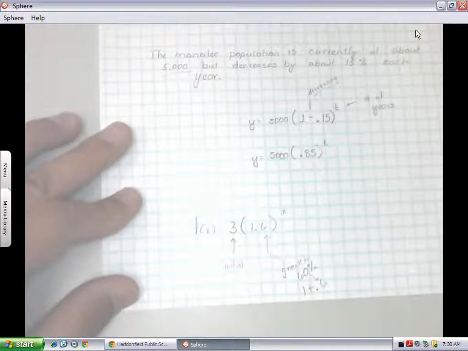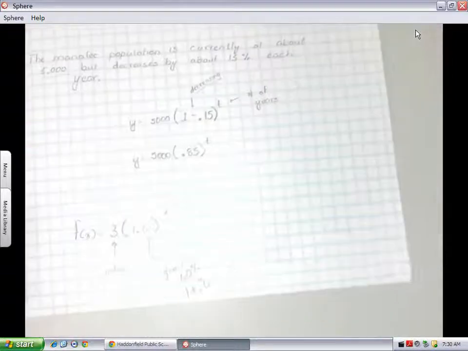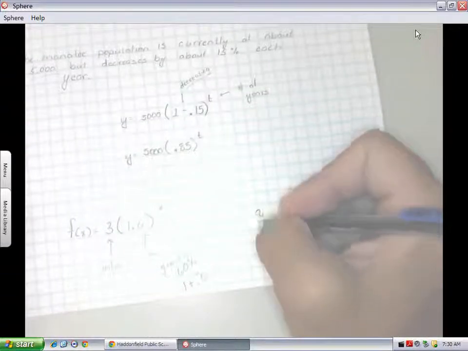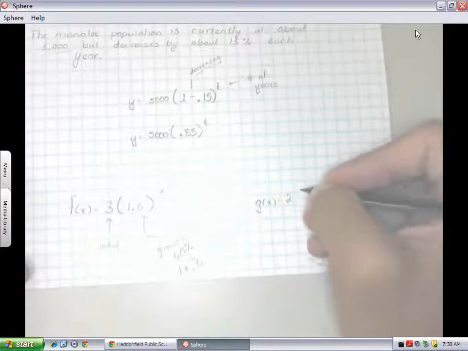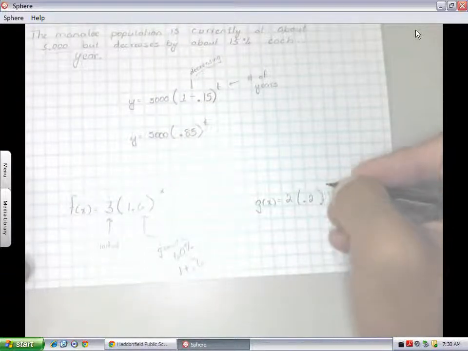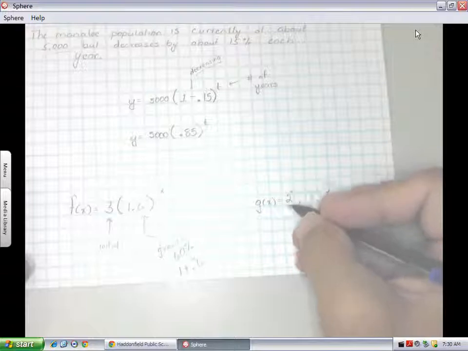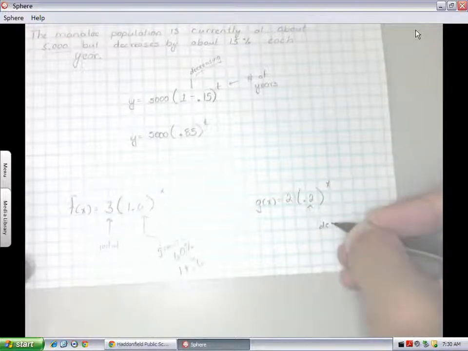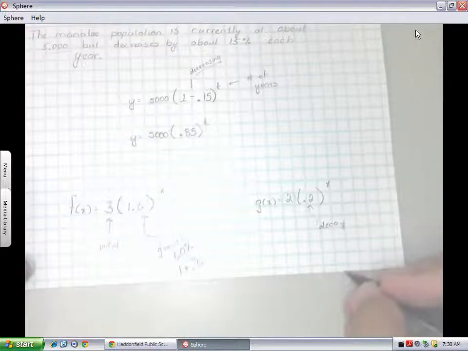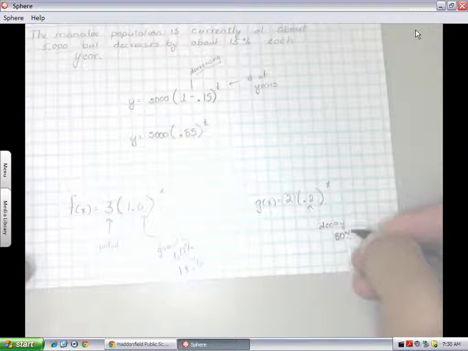Likewise, if I have g of x equals 2 times 0.2 to the x power, 2 is my initial value. I know that this is decay, and it must be decay of 80%, because 1 minus 0.8 is how we get 0.2. So this is a decay of 80%.